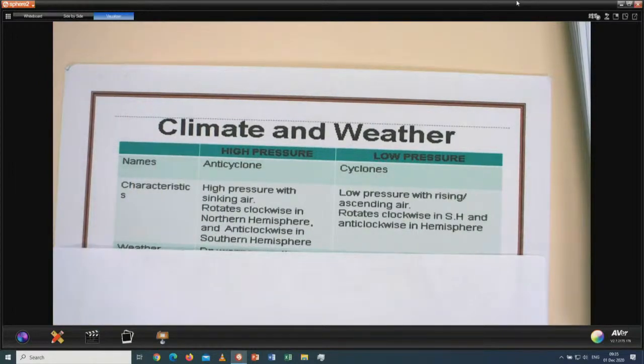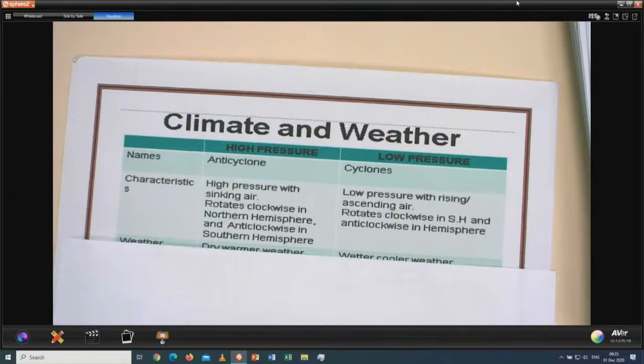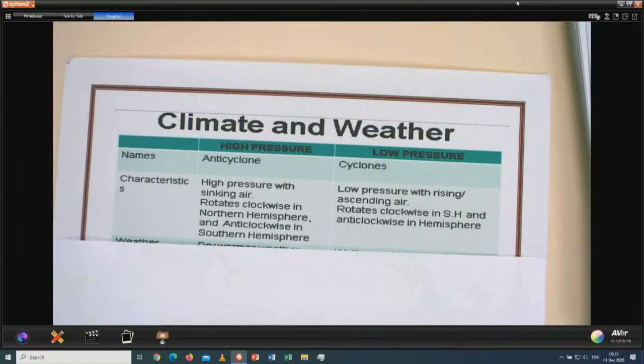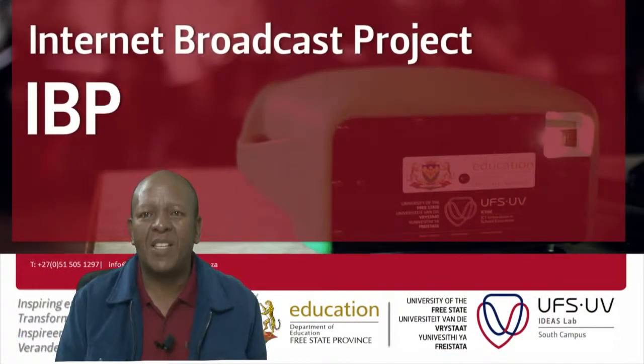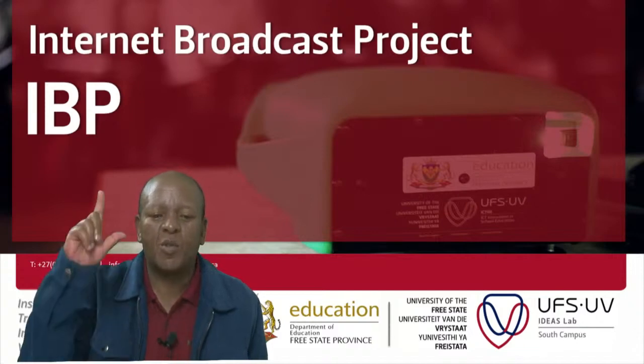High pressure with sinking air, like I said earlier, the air is sinking because the pressure is high. It rotates clockwise in the southern hemisphere and anti-clockwise in the northern hemisphere. I've already talked about that. Low pressure, because the air is lighter because of high temperatures, when the air is heated, it becomes less dense and therefore it is forced to rise.